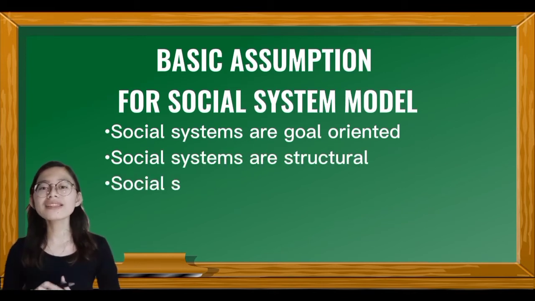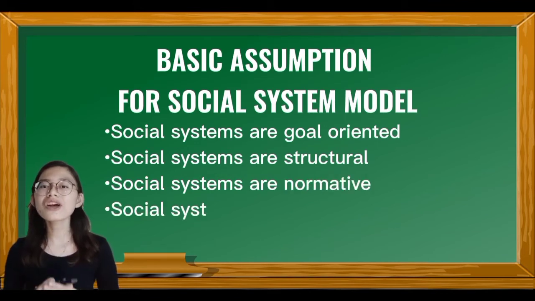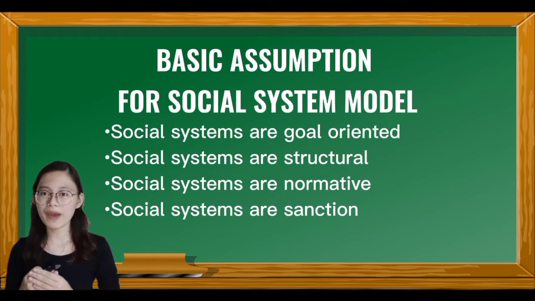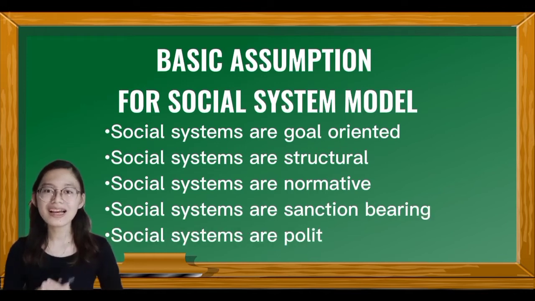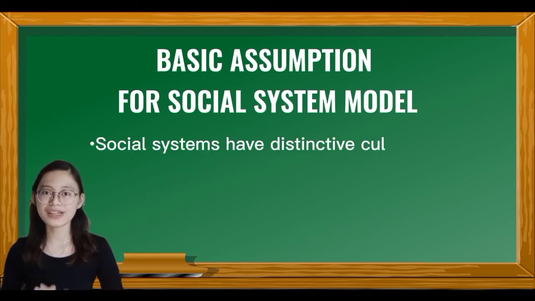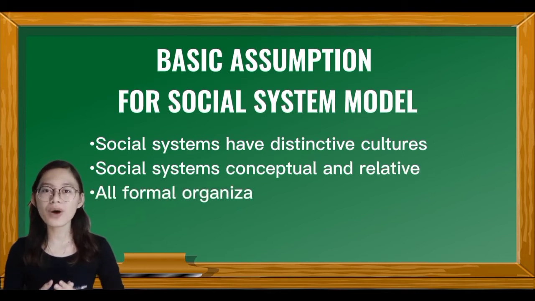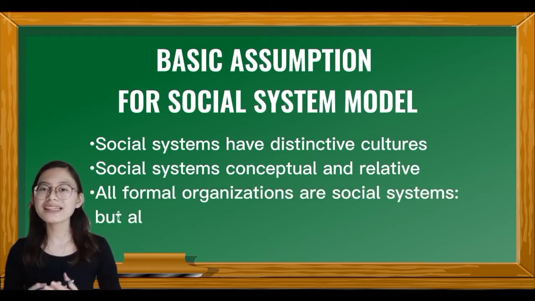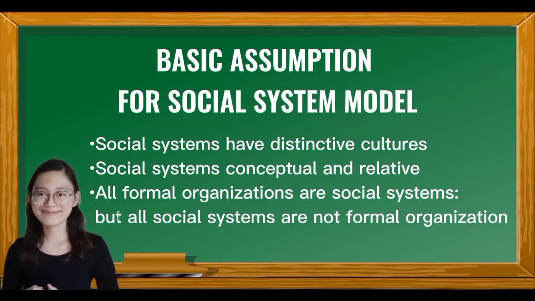Number 6, social systems are normative. And 7th, social systems are sanction-bearing. Number 8, social systems are political. And 9, social systems are distinctive cultures. And 10, social systems are conceptual and relative. And lastly, all formal organizations are social systems.